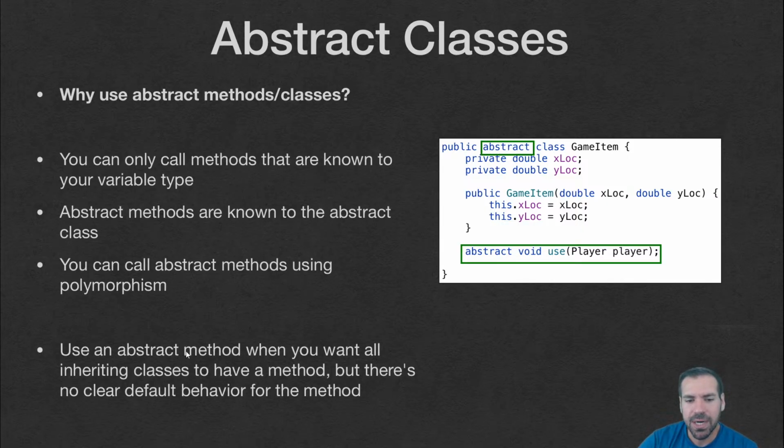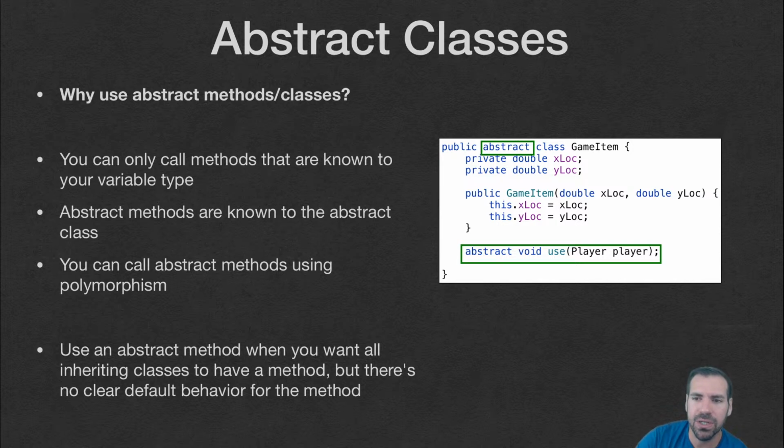So why would you use abstract? It's when you want a method to be known to the superclass, but you have no meaningful default implementation for that method. Return false wasn't a meaningful default implementation. We just had to give something there because we didn't know about abstract methods. But we want compare to be called from variables of type comparator. We want use to be able to be called through variables of type GameItem.